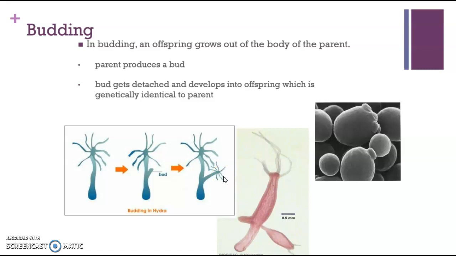and live its own life. So this picture here is yeast budding. This is how yeast grows, like the yeast that we use in our breads to make them rise. And this is, again, a fairly common way for asexual organisms to reproduce.